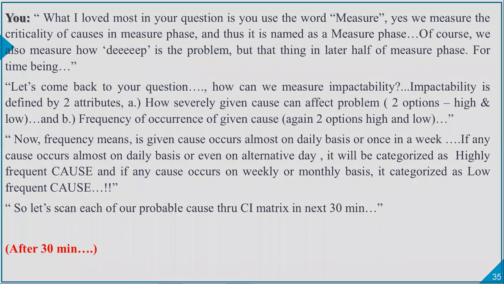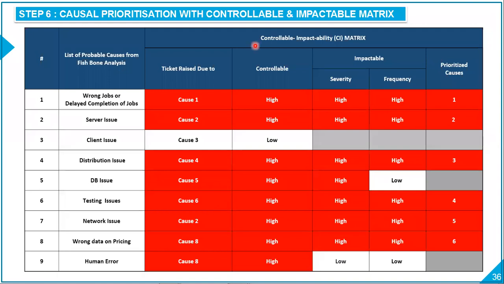So on the very next slide, causal prioritization with the controllable and impactable matrix. These are the 9 different causes you found through the fishbone diagram, and all these 9 causes individually go through the filter or scanner of controllability and impactability. In other words, every single cause will be asked whether it's highly controllable, whether it's highly severe, and whether it's highly frequent. If the given cause is highly controllable, highly severe, and highly frequent, then only that cause will get prioritized as a critical cause. So all you did is follow this particular exercise.